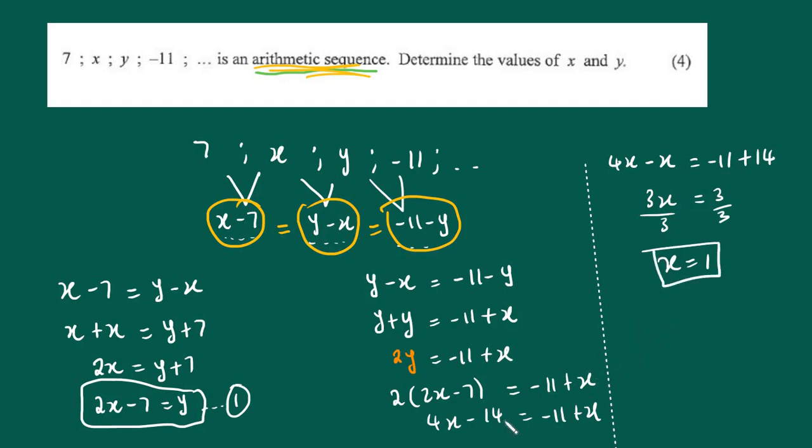Now I just need to get y. It's easy to get y because we have equation 1. So we can just say y is equals to 2 into 1 minus 7, because the x is here. And we know that x is 1. So that will be negative 5. So in that way, your y will be negative 5, your x will be 1. Then you have solved your question.